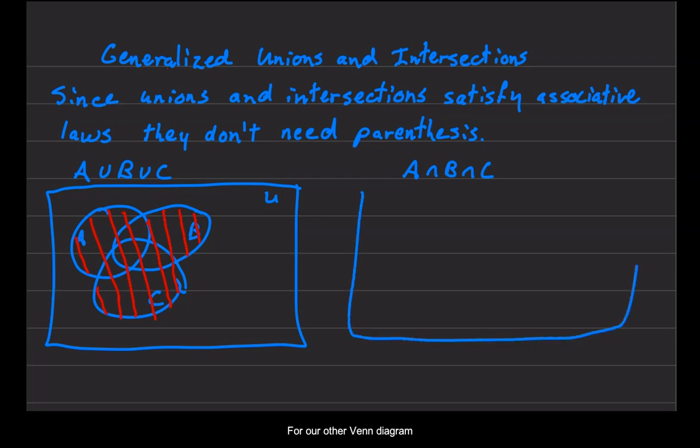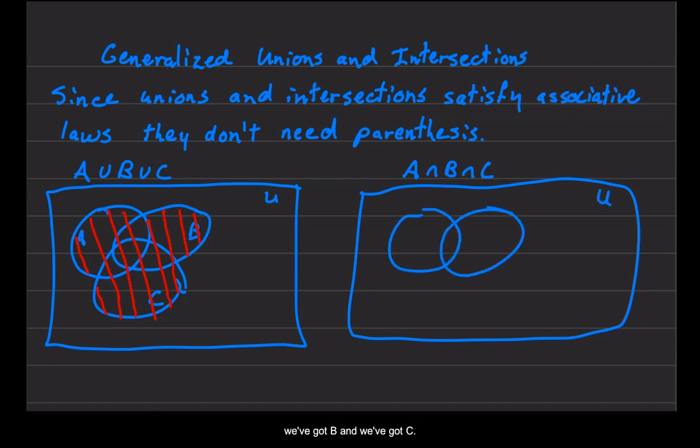For our other Venn diagram, we've got the intersection. So we've got A, we've got B, and we've got C. And here, it's everything that's in A and B and C, which leaves us with just this little area in the very center that intersects with all three sets.